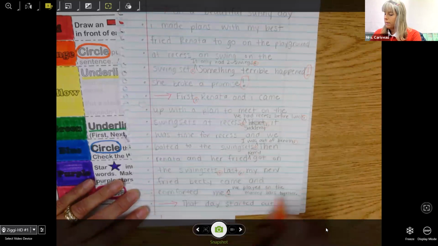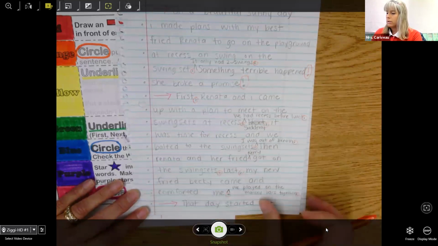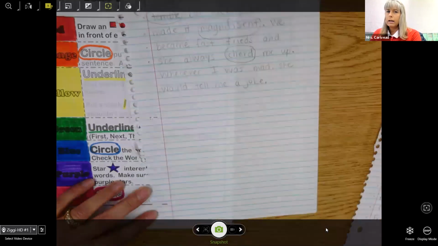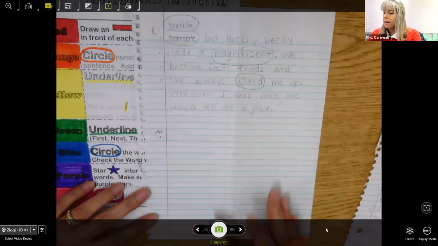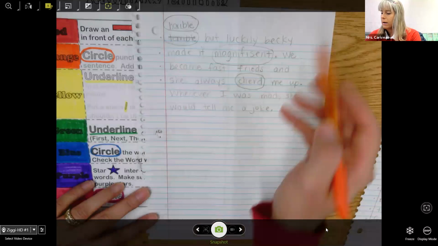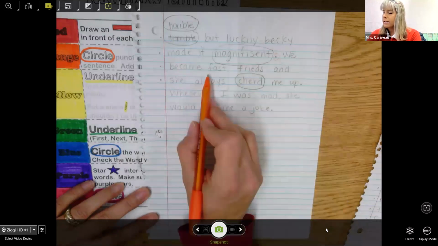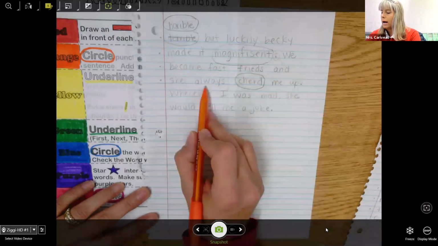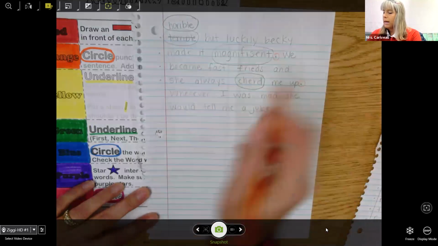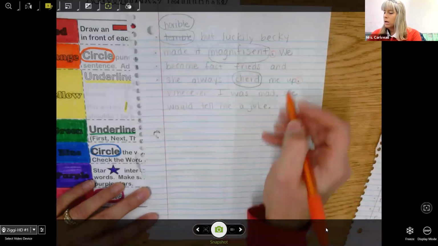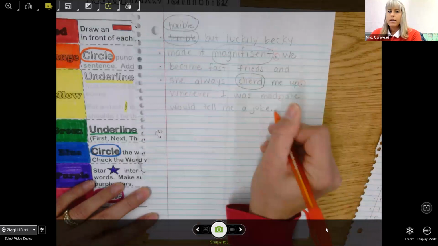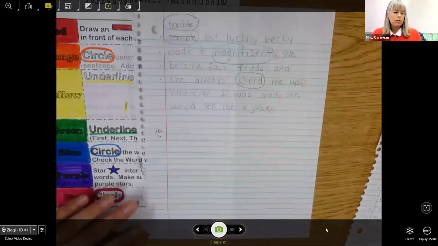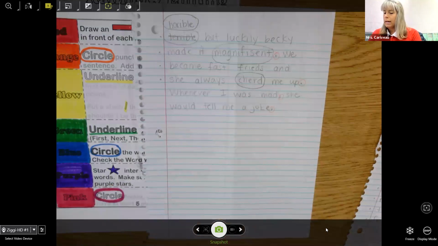We played on the monkey bars together. That day started out horrible, but luckily Becky made it magnificent, period. We became fast friends and she always cheered me up. Whenever I was mad, comma, she would tell me a joke, period. There's all of my punctuation. I needed to make sure I remembered it all. Now moving on to yellow.